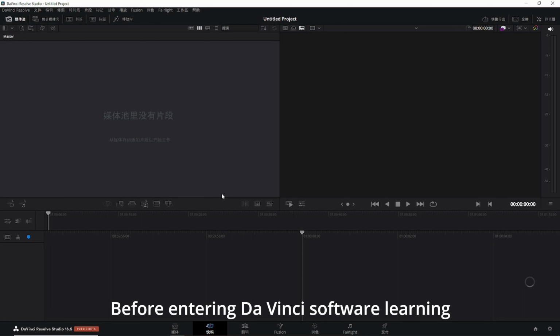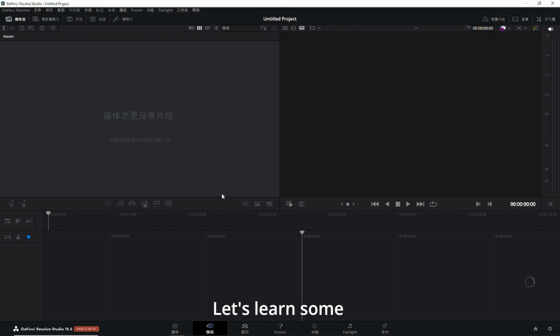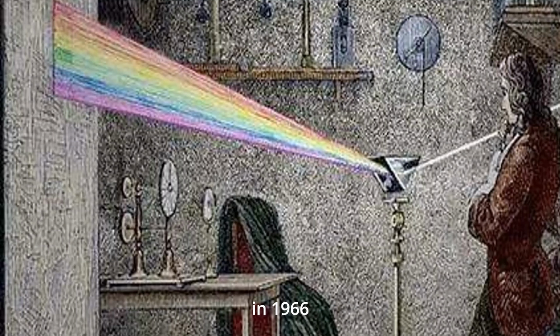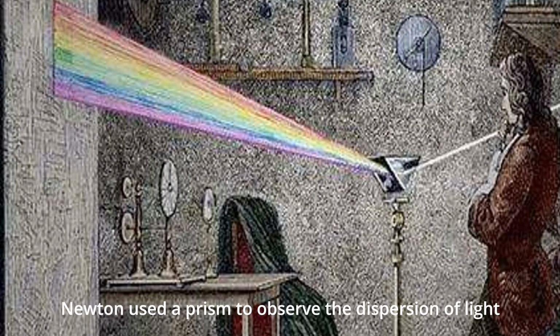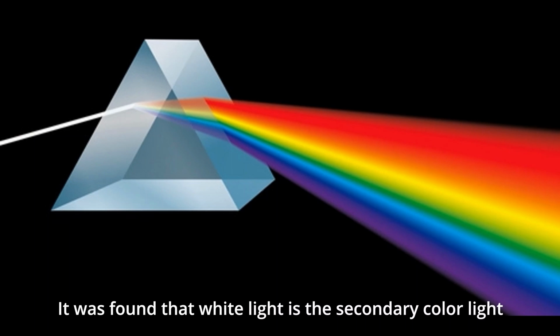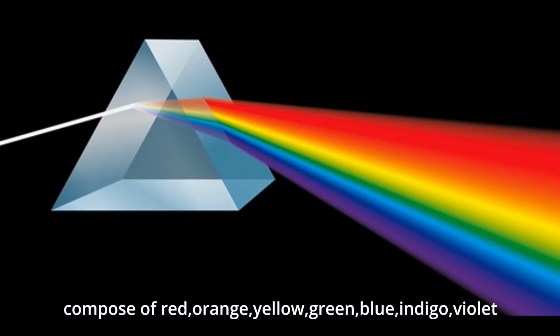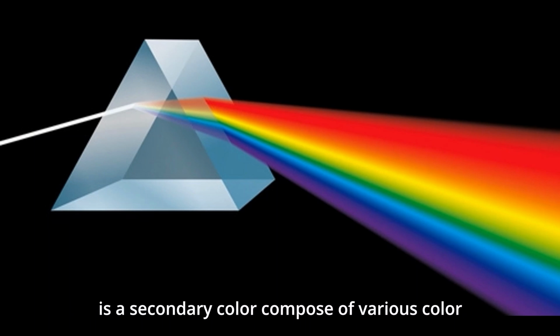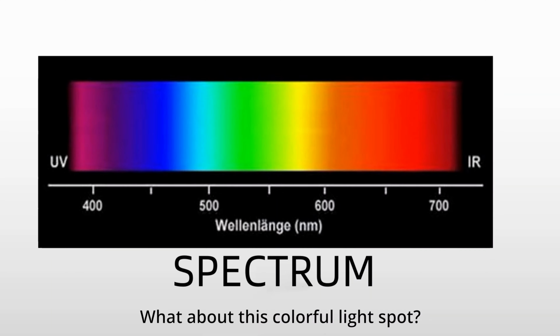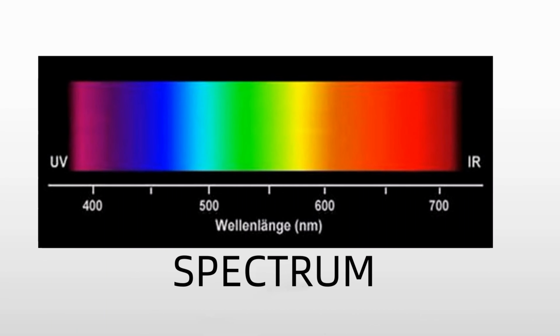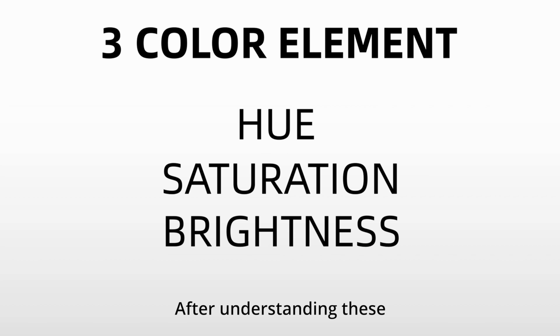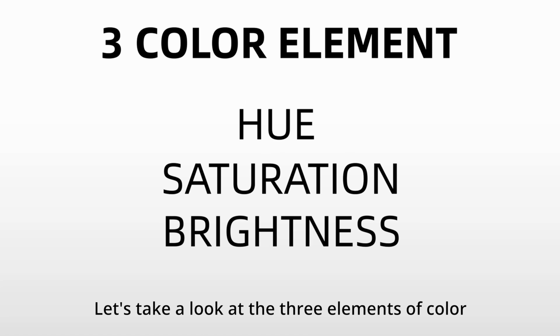Before entering DaVinci software learning, let's learn some theoretical basics about color. In 1666, Newton used a prism to observe the dispersion of light. It is found that white light is a composite light composed of red, orange, yellow, green, blue, indigo, and violet, various colors. What about this colorful light spot? We call it the spectrum. After understanding this, let's take a look at the three elements of color.